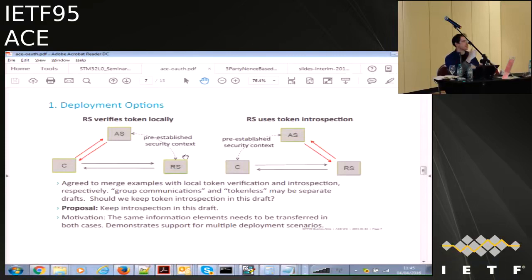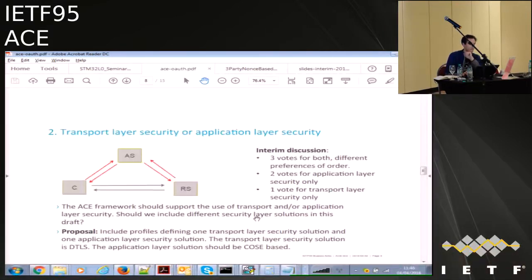Interested. Okay, 6. Thanks. That's a good response. So if I can summarize, there's definitely a preference for the local verification rather than for the token introspection. And here I see interest for the transport layer security and application layer solution. I see interest in both types of models.